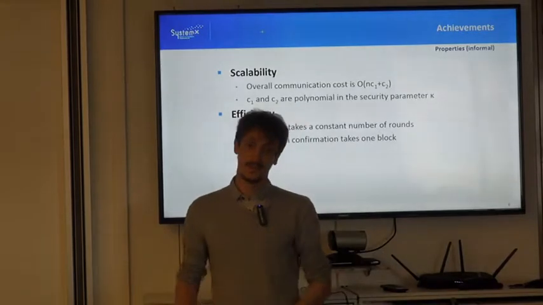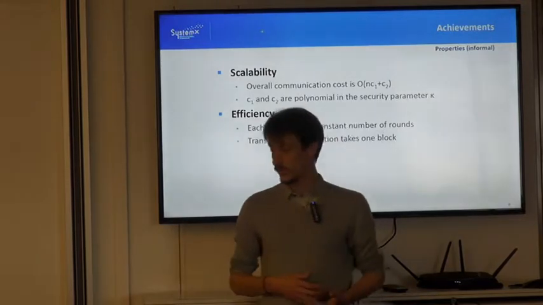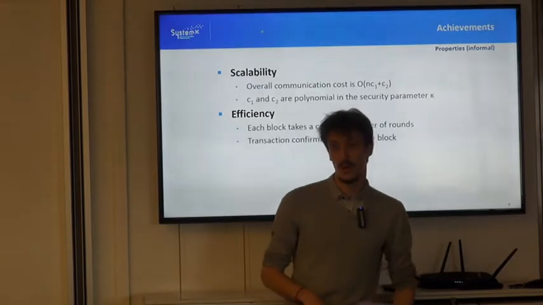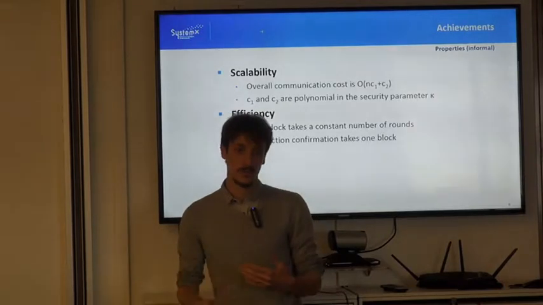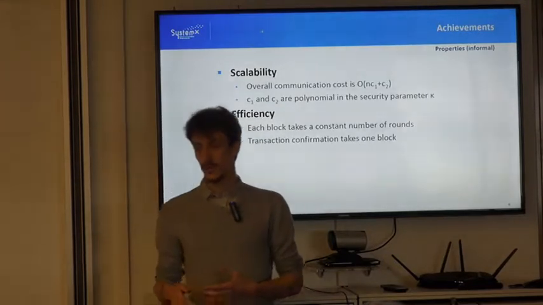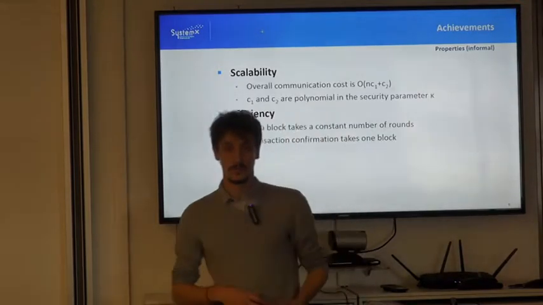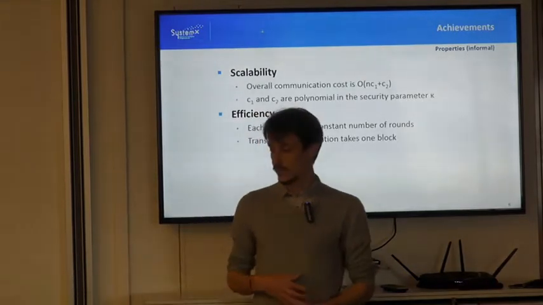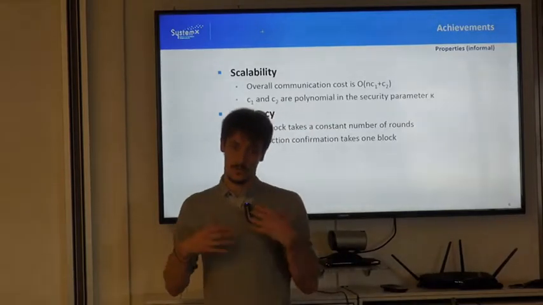So here, by scalability, we mean that the communication cost is small. Asymptotically, it's linear in the number of participants. However, there are some constants in the formula, and those constants depend on the security parameter. This is due to the committee approach that we have, because they are taken randomly. To put that in perspective, we have a solution like Algorand, which has a similar communication cost, because they have this big committee.